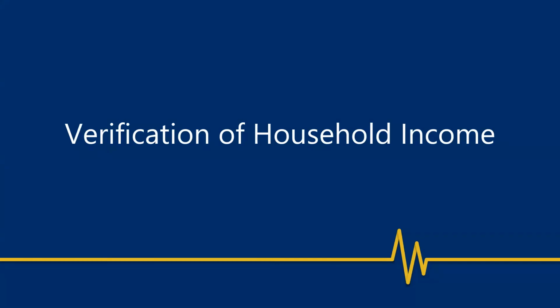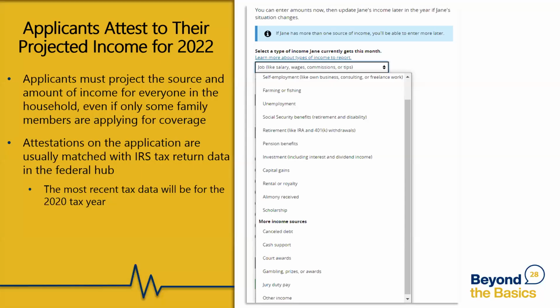Thank you, Shelby. So now we're going to talk about verification of household income. Next slide, please. So as you know, an applicant attests to their projected income for the next year, so for 2022. Applicants have to list the source of income and the amount of income for everyone in the household, even if only some family members are applying for coverage. And attestations on the application are usually matched with the IRS tax return data in the federal data hub. The most recent tax return data will be for the 2020 tax year, which presents some complications that we'll address later. Next slide.